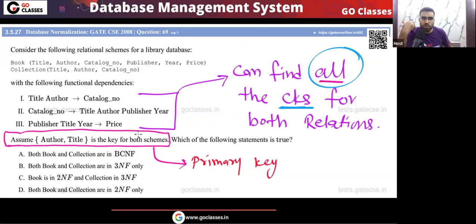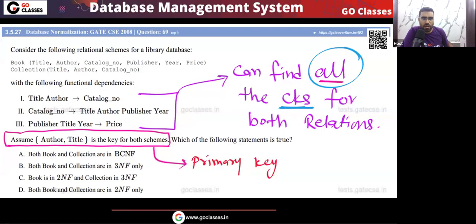So this line does not give you information about all the candidate keys. This line does not tell you that this is the only candidate key. This line simply tells you about the primary key. The candidate keys we have to find from the functional dependencies, for both the tables. This is what I'm telling you.